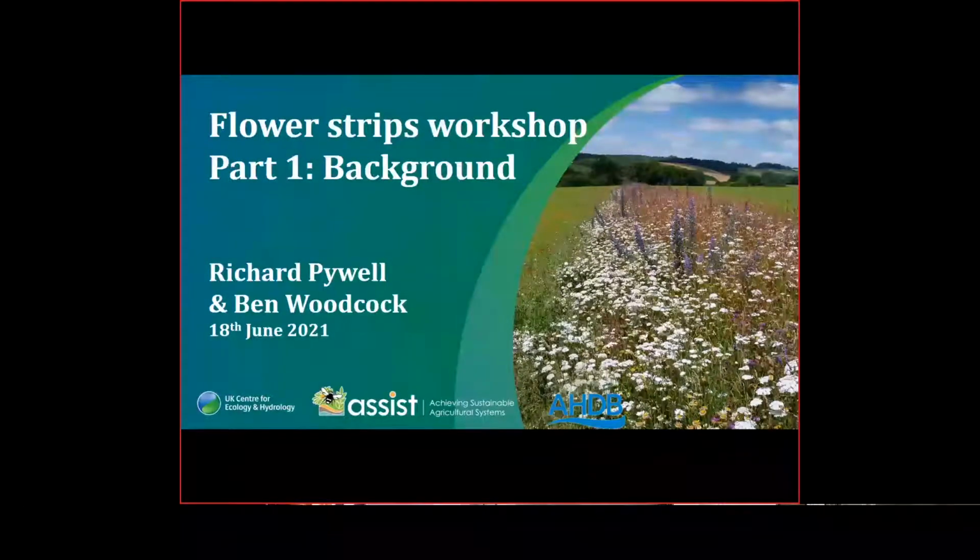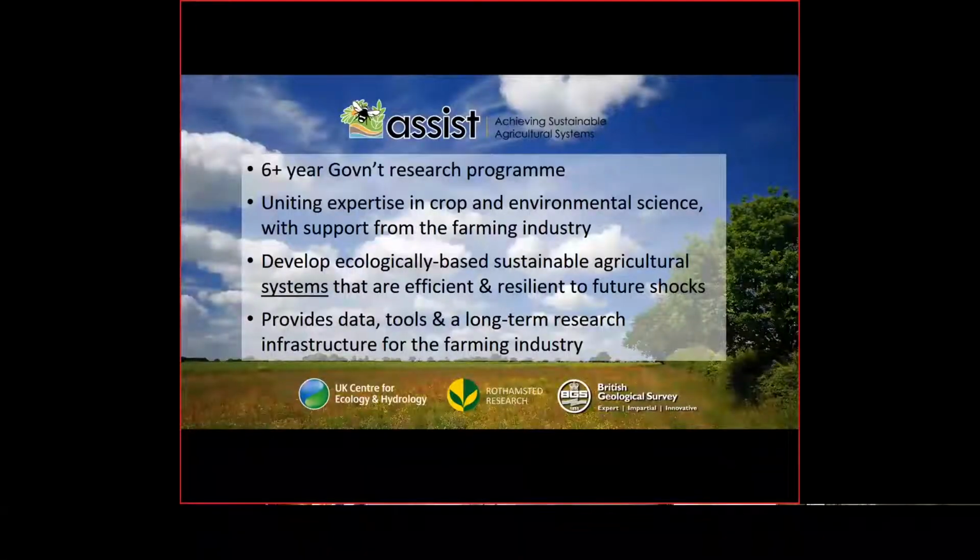So I've split my talk into two. I've got more of a background, and then I've gone on to the more specifics around the strips. So just very quickly, I want to say a few words of introduction about the Assist Achieving Sustainable Agricultural Systems programme, which funds the infield strip work. It's a 6-year government-funded research programme, bringing together the expertise of UK Centre for Ecology and Hydrology and Rothamsted Research. So it's BBSRC and NERC, crop science and environmental science, and very much with the support of farmers like Julian and the farming industries. There's a strong practical input to this.